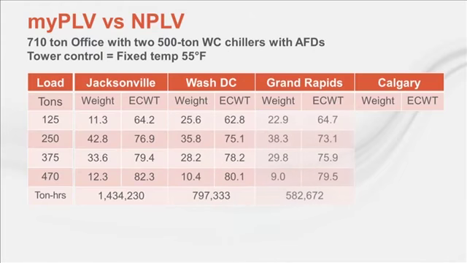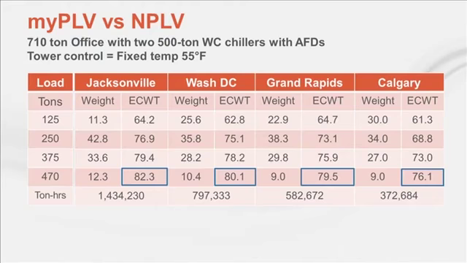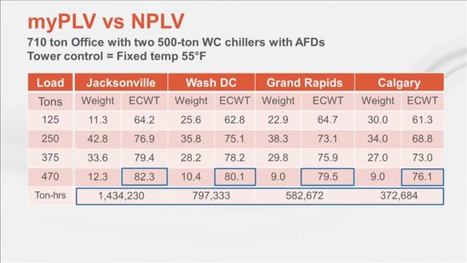Moving from left to right, that's Jacksonville over to Calgary, you can see some trends starting to emerge. Since this is the same office building and the same chillers in each location, you'd expect the bins to change with location, and they do. From Jacksonville to Calgary, we're moving north on a map. And as the climate becomes colder, so too does the maximum entering condenser temperature. Also, the total ton hours decrease as the climate gets colder, which makes a lot of sense.